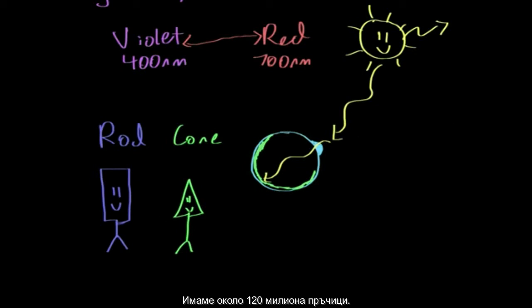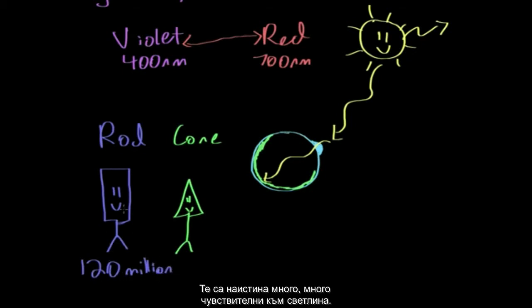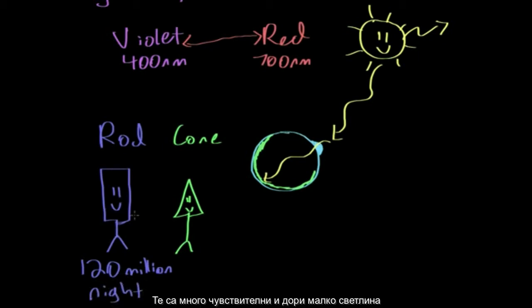So rods, there are about 120 million of them, and they're really sensitive to light. They're really good for night vision. When there's not a lot of light out, they're really sensitive to it, so the little bit of light allows you to see at night. They're also found all around the periphery over here. There are a bunch of rods over here and over here in the periphery of your eye that allow you to see on the sides and allow you to see at night.